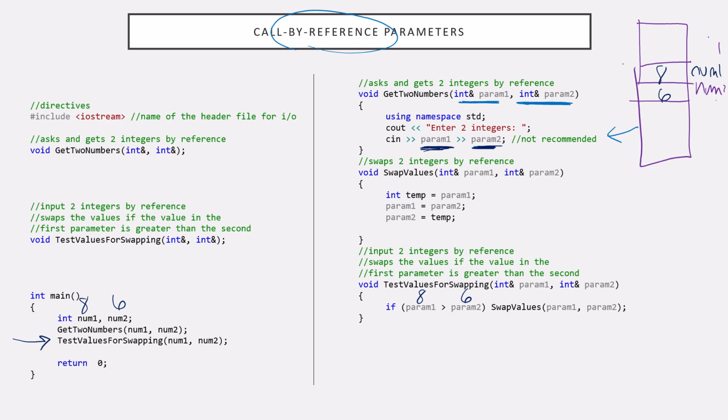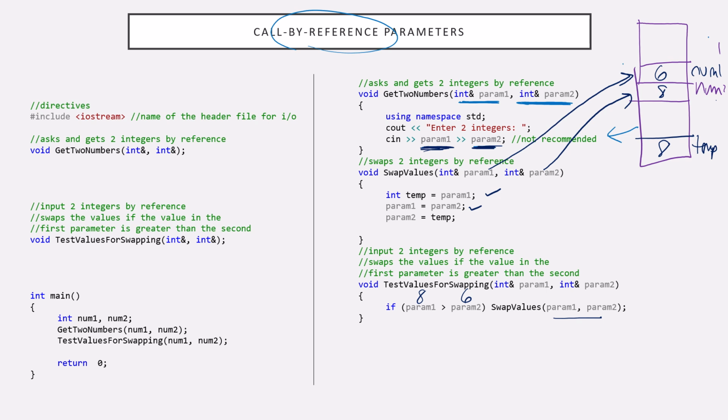So what's going to actually happen is it's going to point here to the 8, point here to the 6, and we're going to actually swap those values, because this is going to declare a variable called temp. Temp is going to store the 8. That's what this does right here. Then the 8 is going to change to a 6. That's what this does right here. And then the 6 is going to turn to an 8. So not only did we swap it in the function, but num1 and num2 have also been swapped.